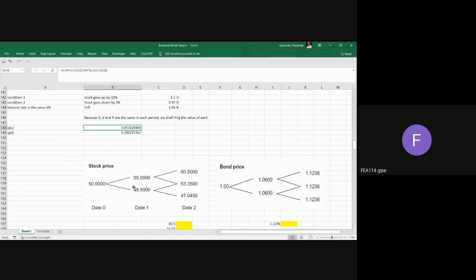So now come back to the dates. We are pricing this European call option at date 0, but there are two stages and two dates.